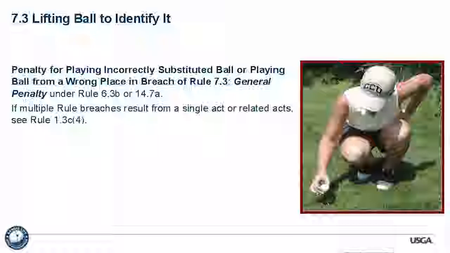So like if you identify your golf ball and set it down or replace it in the wrong spot and play from there, it's a two-stroke penalty. If you do both of them, you're only going to get a two-stroke penalty. They don't combine on top of each other. Okay? That's where our good old 1.3c4, I told you we'd be referring to that rule very frequently throughout the rule book.